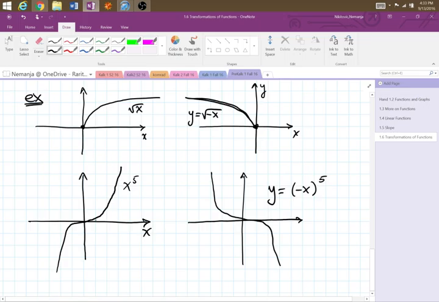Now guys, this is your definition for even functions. Every even function will have this feature. X to the 4th, x to the 6th, x to the 8th. And then also cosine, secant, and then some other functions down the line, like hyperbolic cosine.